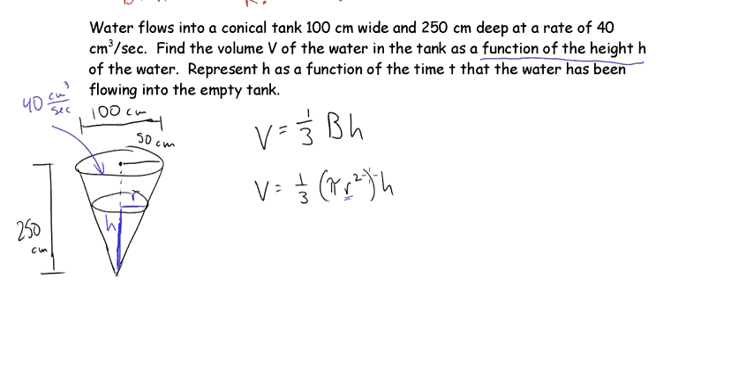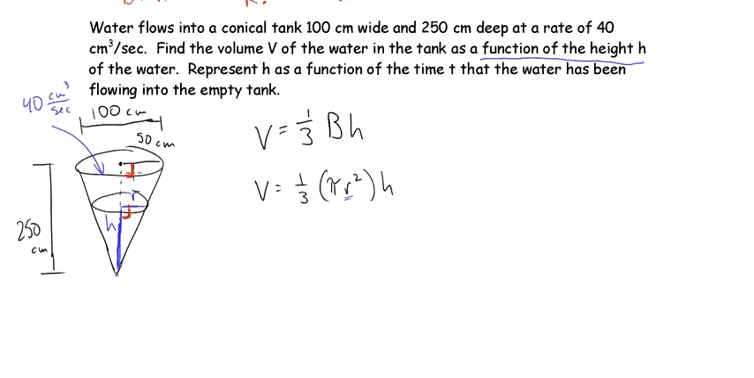Now, as we try to figure out where we can get r, we've got to come back over, and we've got the full height of the cone and the full width of the cone. But notice we've got a couple of similar triangles here. And here's our right angle. Here's our other right angle.